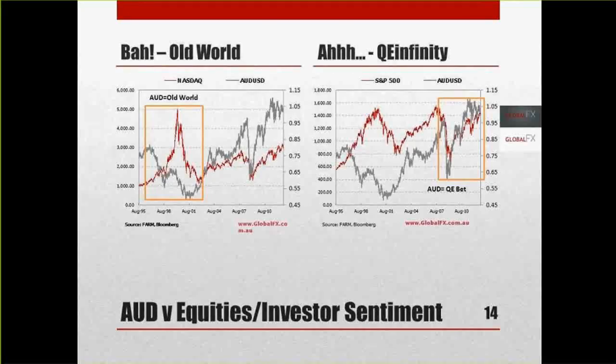You know, if you look at the Asian crisis or the LTCM crisis or the 2007-2008 periods, the Aussie fell out of bed pretty quickly. But since QE has come in, and obviously we're up to QE infinity now, the Aussie's been doing well. And of course that's because zero interest rates around the world are causing people to put their money in riskier assets. So there we've got interest rates, we've got investor sentiment, and investor sentiment's really important because it's global investor sentiment.